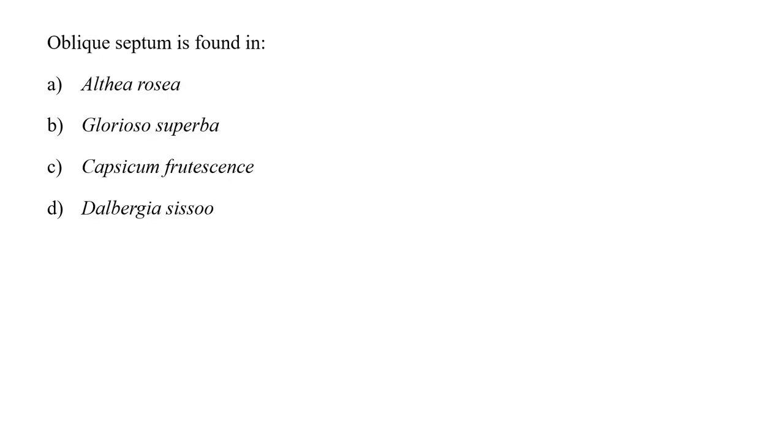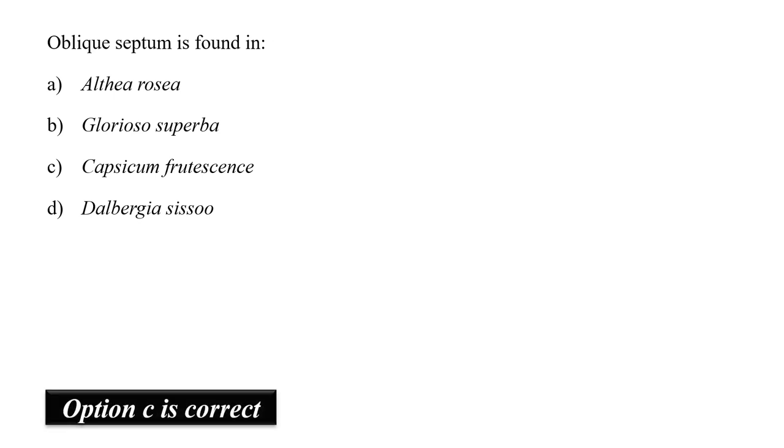Oblique septum is found in Althea rosea, Gloriosa superba, Capsicum frutescens or Dalbergia sissoo. Generally the family Solanaceae have the gynoecium with an oblique septum. Capsicum frutescens is a member of Solanaceae and hence is found to have such a condition. So option C would be the correct answer.